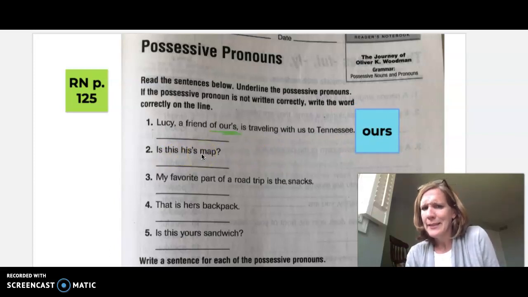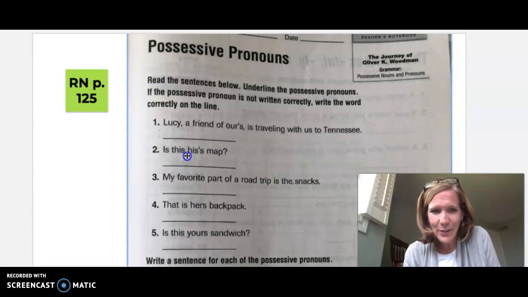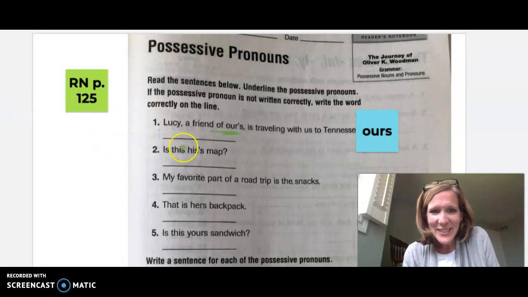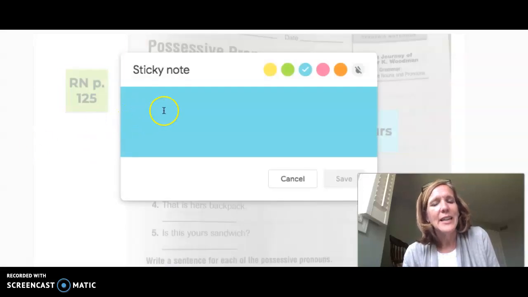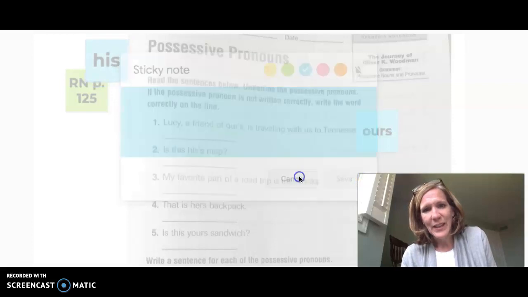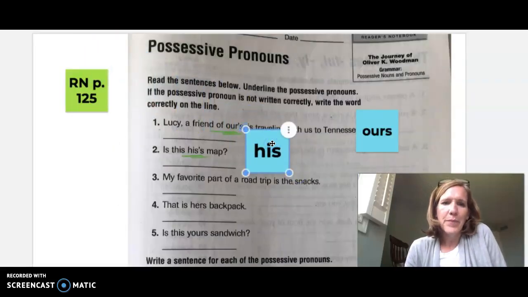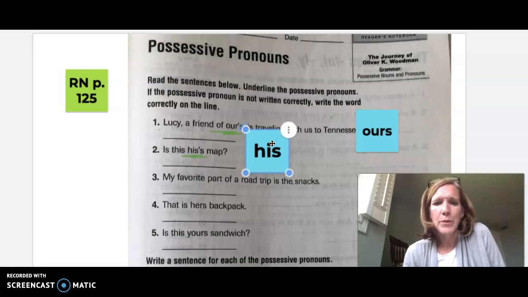Is this his map? His is the possessive pronoun, so we're going to underline it. And in order to make it correct, it's not his apostrophe S, it's just his. Just his. Is this his map? Okay, one more we'll do together.